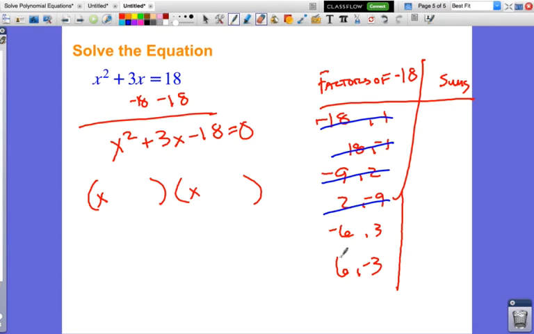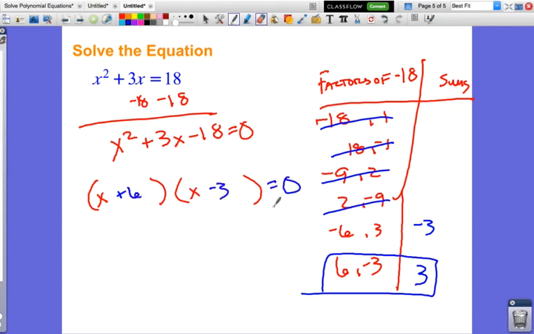So it has to be one of these two possibilities, and I know it has to equal positive 3. Negative 6 plus 3 is negative 3. 6 minus 3 is positive 3. So these are my correct factors. So I have x plus 6 times x minus 3, and all that is still equal to 0.